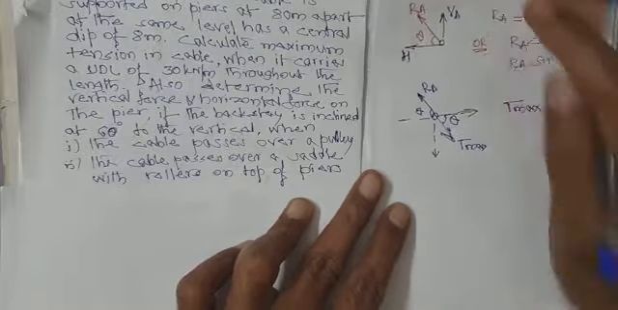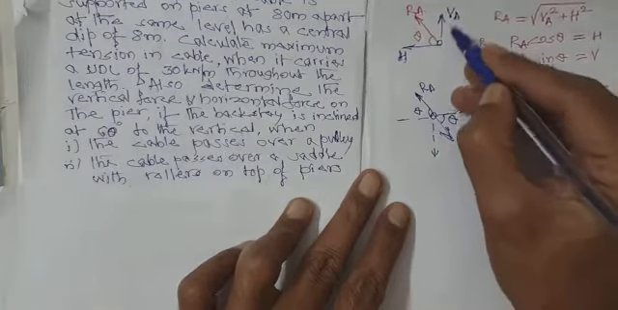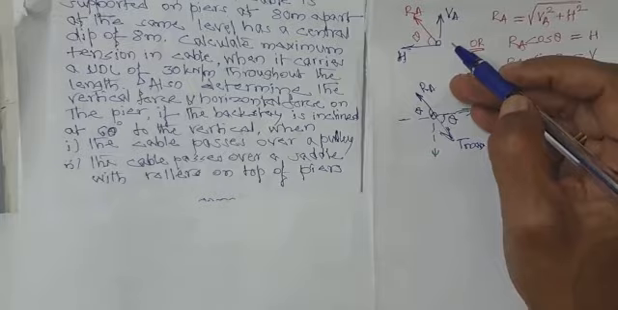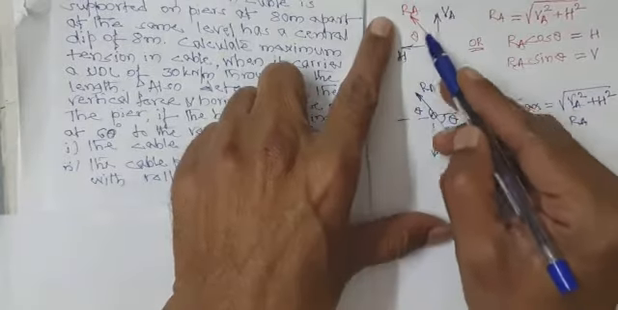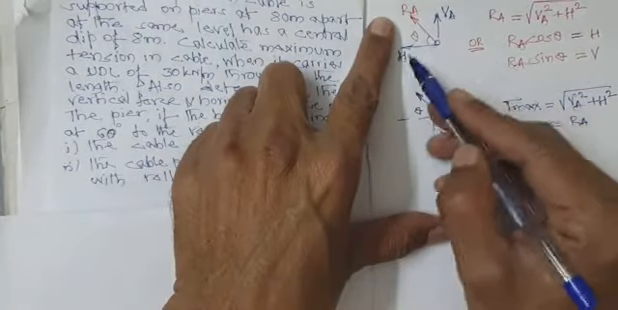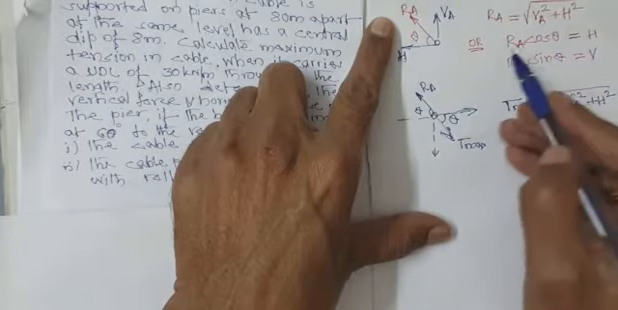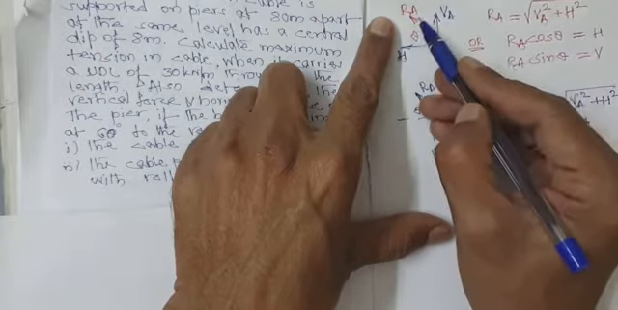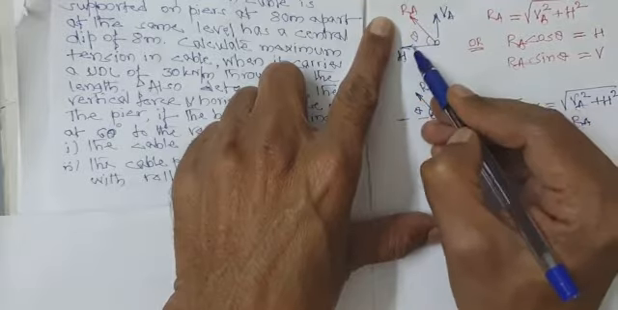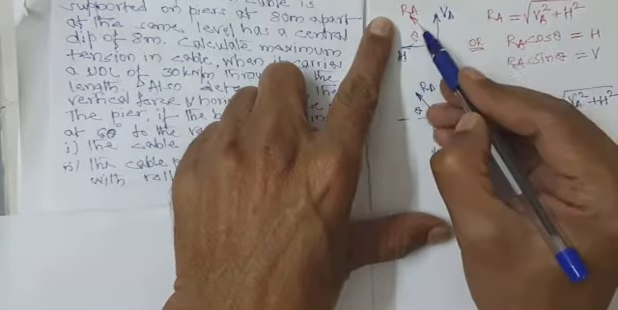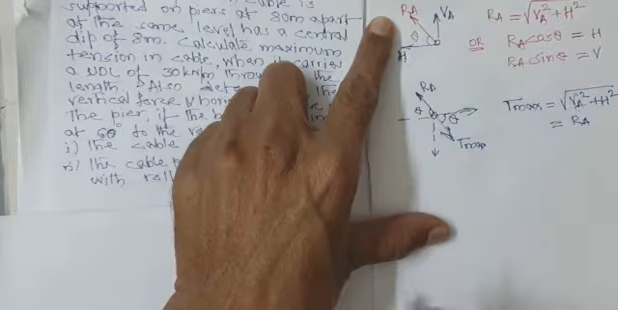So you know that this is the point A. If you take VA and H and calculate the resultant reaction here, this is nothing but RA. What is the resultant of VA and HA? RA is equal to root of VA square plus H square. So if you resolve this, RA cos theta is nothing but H, or RA sin theta will be VA.